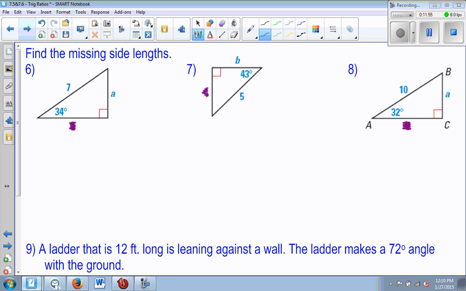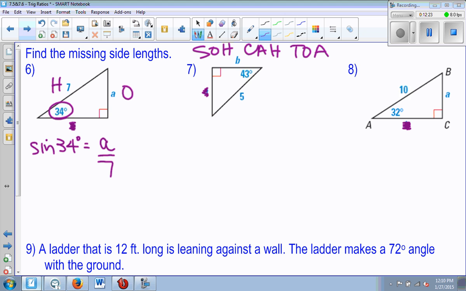So in number 6, the first thing you do is circle the angle you're given, and then label the side lengths that you have stuff on. The A is on the opposite side. The 7 is on the hypotenuse. So if we're going to use a ratio, O and H, according to SOHCAHTOA, O and H tell us that we're going to use the sine ratio. So sine of 34 degrees is equal to A over 7.